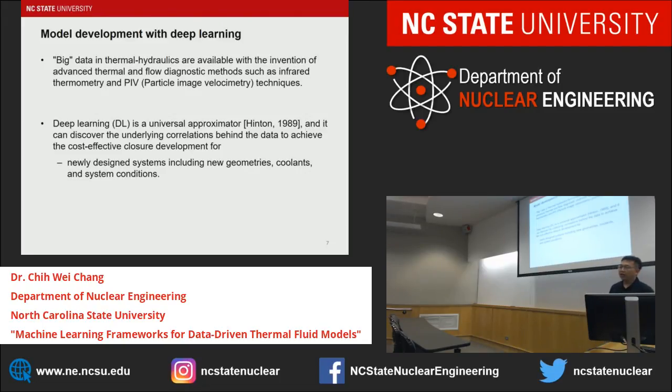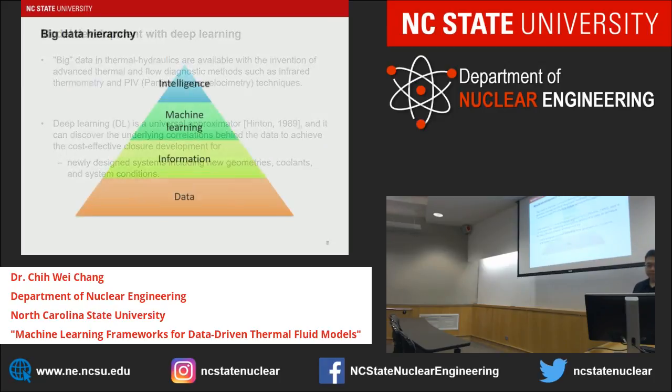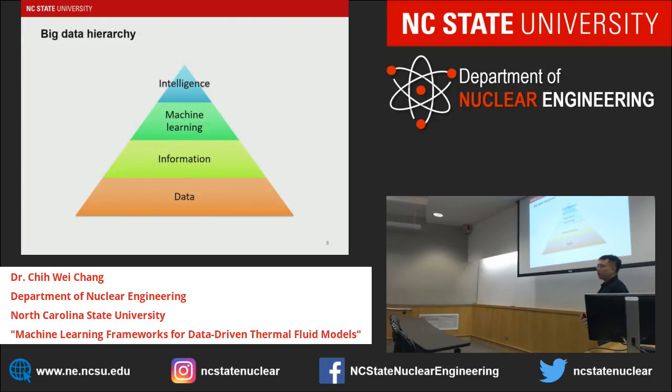And deep learning, why is it interesting? Because it has been proven as a universal approximator. There is no theoretical limit to prevent those models from fitting the data. The more data we have, the better model performance we expect to get. So the deep learning-based closure relation, we expect it to be competitive when we use the code to simulate new design systems, including new geometry, new coolant, or new system conditions. So the data is very important.